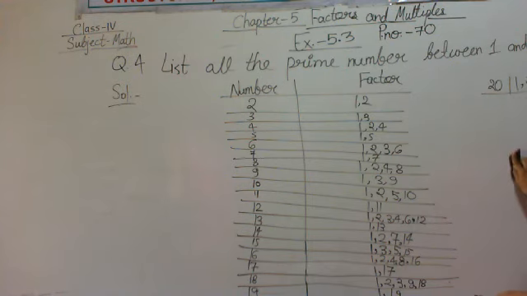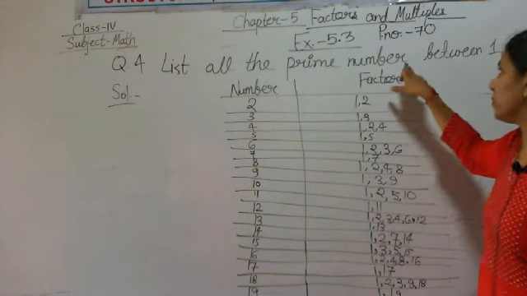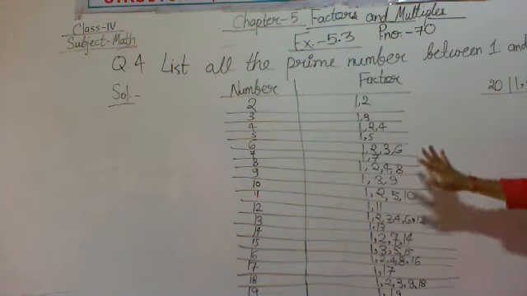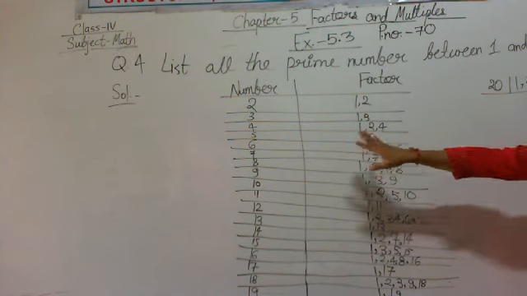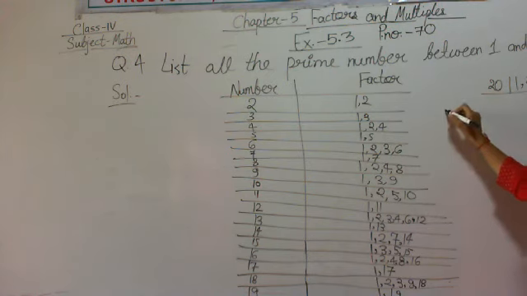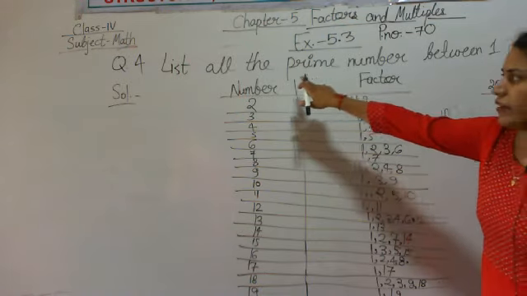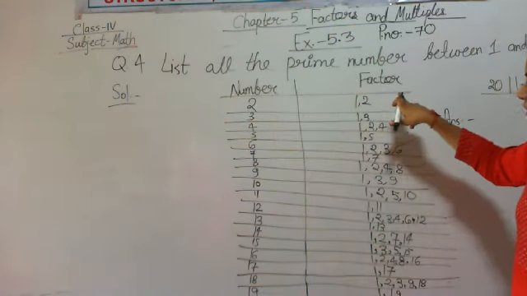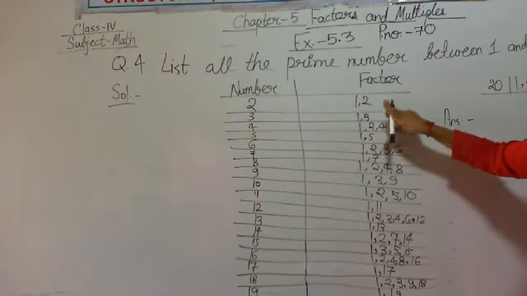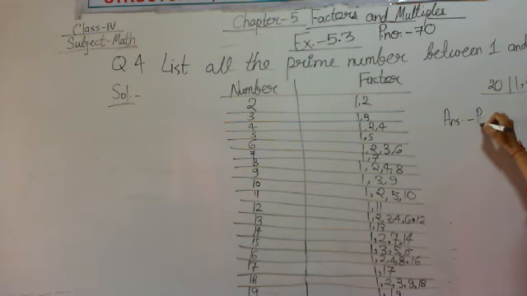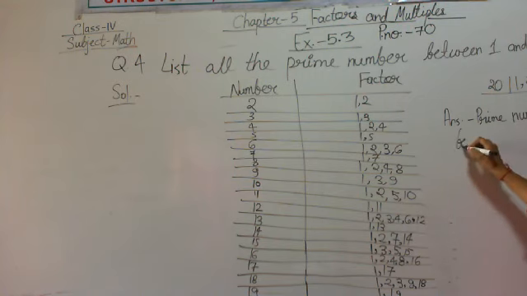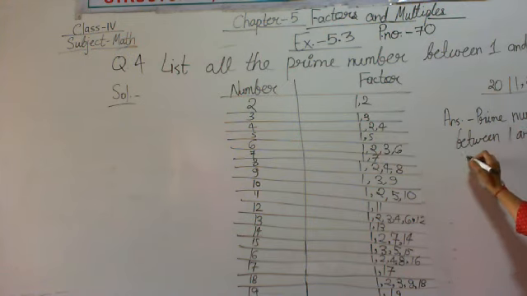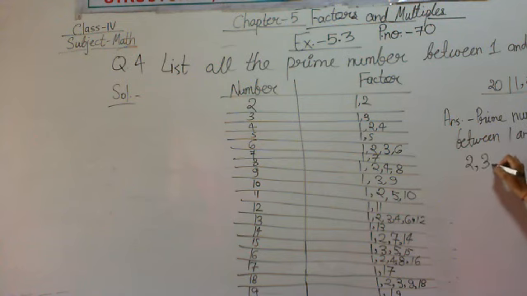Now what is your question? Read it. List all the prime numbers between 1 and 20. So we have made a list of all the numbers with their factors. Now write the final answer. According to the question, list all the prime numbers. So which one is the prime between these? 2 is a prime. So write here prime numbers between 1 and 20 are: 2 is a prime because it has only 2 factors. So 2, 3 is also a prime because it has 2 factors.